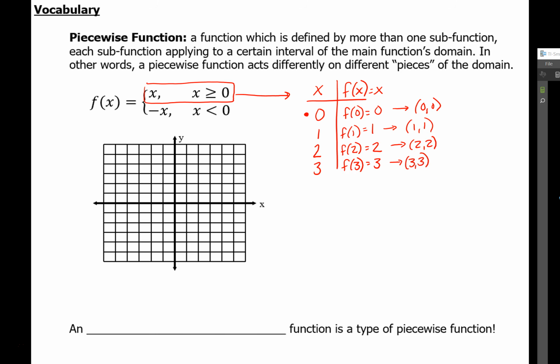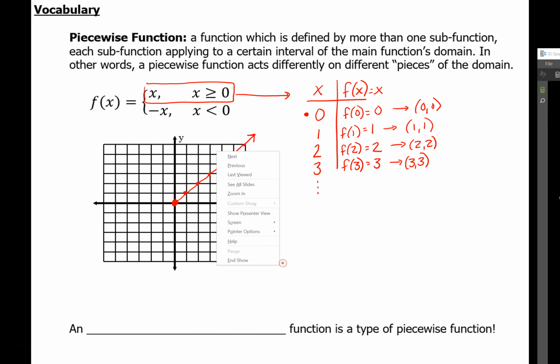So let's go ahead and plot those, and these numbers would keep going: 4, 5, 6. If I plot (0, 0) first, that's here, and then I have (1, 1), (2, 2), (3, 3), and as I said, this is going to continue because it's all x's greater than or equal to 0, so I could keep drawing these ordered pairs for that line. So there's my first piece of the function.